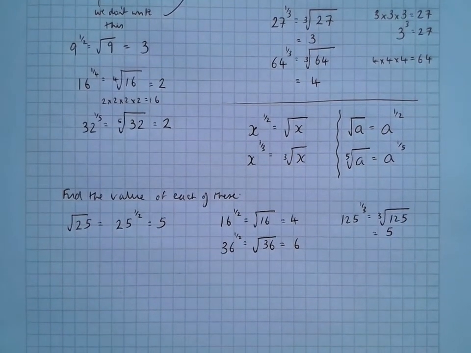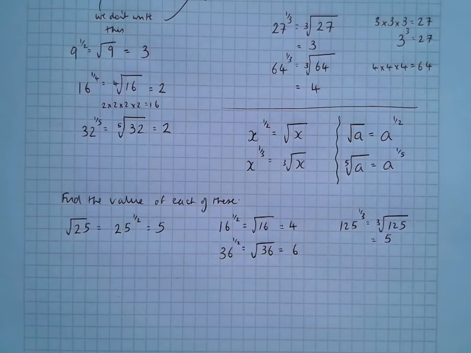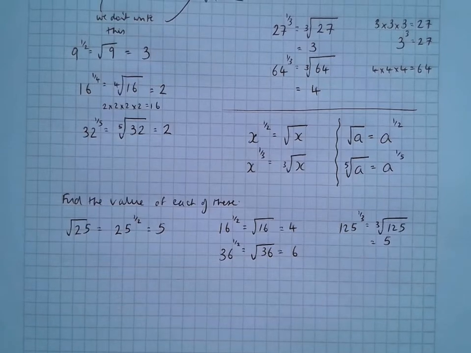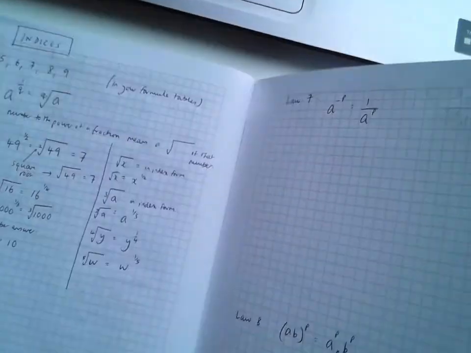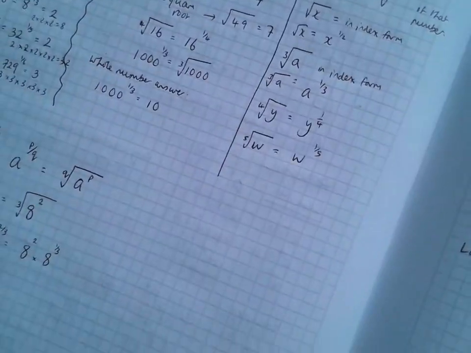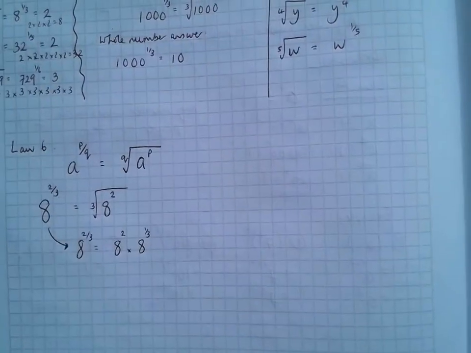And we'll look at how it works with other rules in a little while. The second rule that we're going to go on to is law 6, which is actually, I think, more complicated again. So here's law 6 over here.